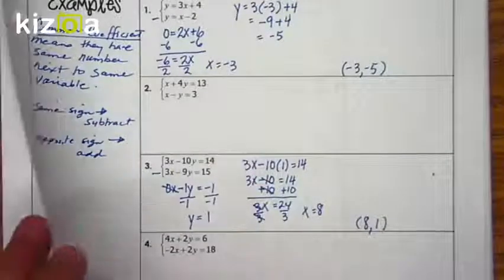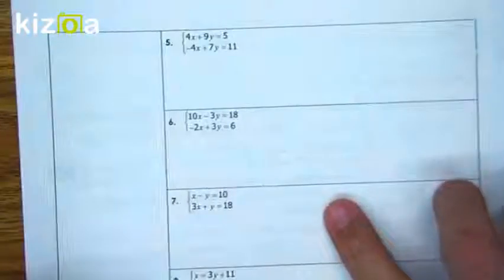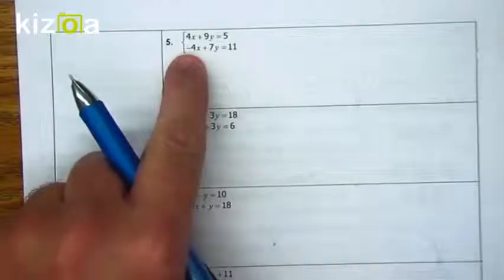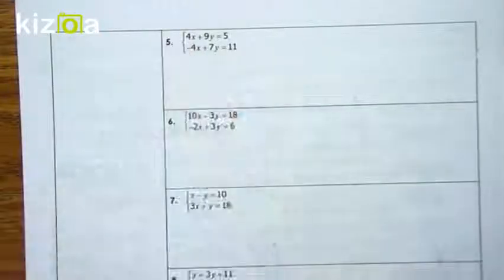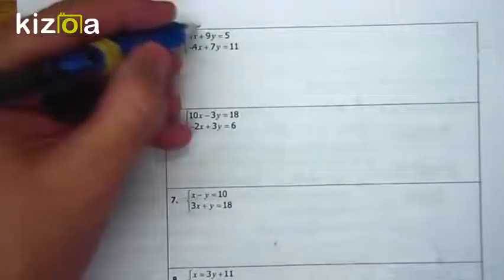Let's look at two examples where we're going to add. Flip the paper over to the back and we'll look at number 5. Number 5, we'll see that our common coefficients are in front of the x. They're both 4, but they're opposite signs, which is going to allow me to add these two equations. When I add them, 4 plus a negative 4 gives me 0x.